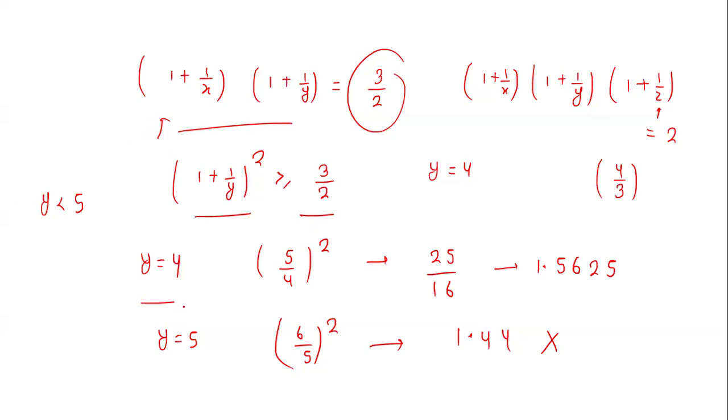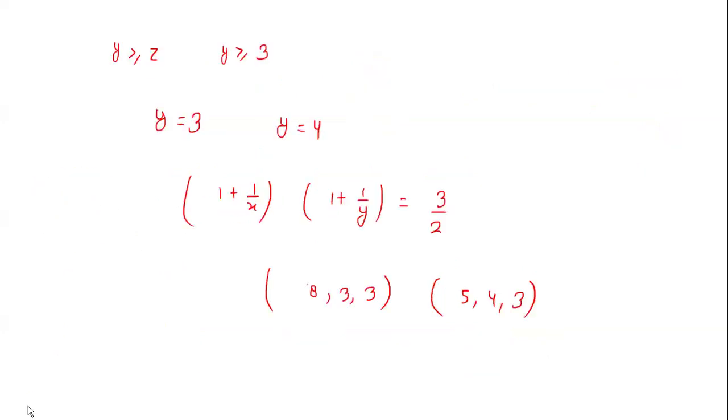So if you put y is equal to 4, it will become 5 by 4 squared, which is 25 by 16, and its value is this. So for y is equal to 4, this condition is satisfied because this 1.5625 is greater than 1.5. But if you put y is equal to 5, then it will become 6 by 5 whole squared, which is 1.44. So for this, the condition is not satisfied. So y value must be less than 5.